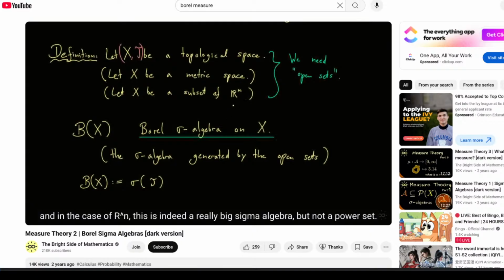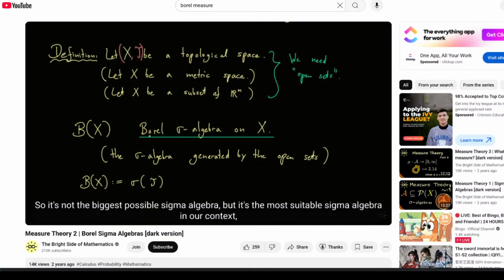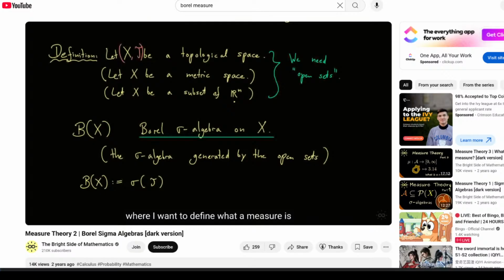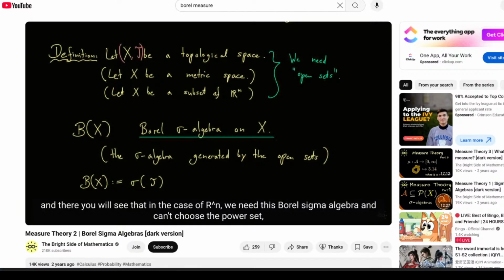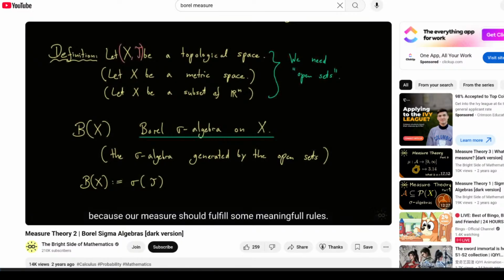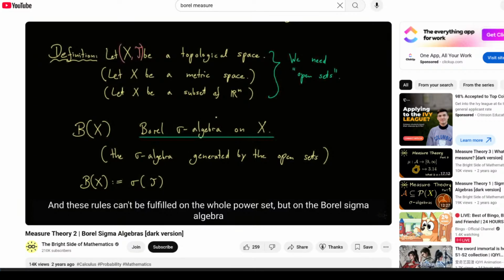And in the case of Rn, this is indeed a really big sigma algebra, but it's not a power set. So it's not the biggest possible sigma algebra, but it's the most suitable sigma algebra in our context, because it contains all the sets we want to measure. And this is what we will do in the next video, where I want to define what a measure is. And there you will see that in the case of Rn, we need this Borel sigma algebra and can't choose the power set because our measure should fulfill some meaningful rules. And these rules can't be fulfilled on the whole power set, but on the Borel sigma algebra.